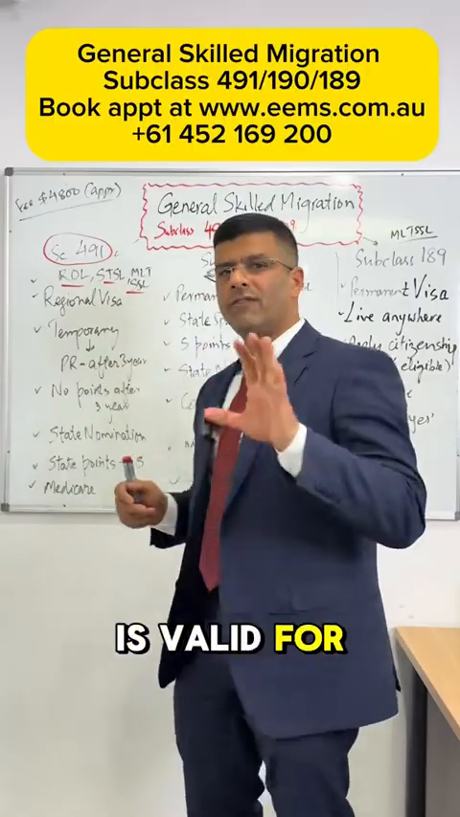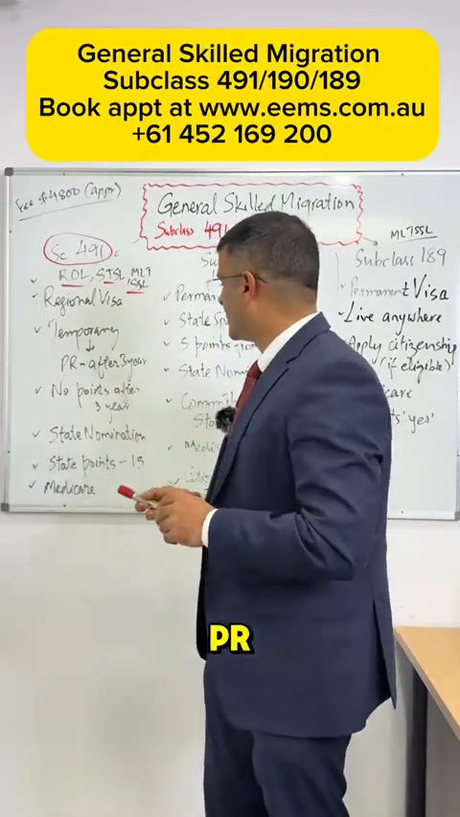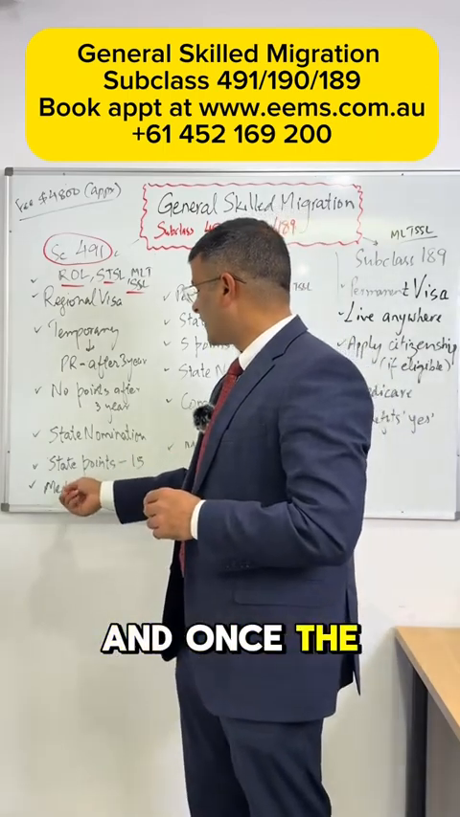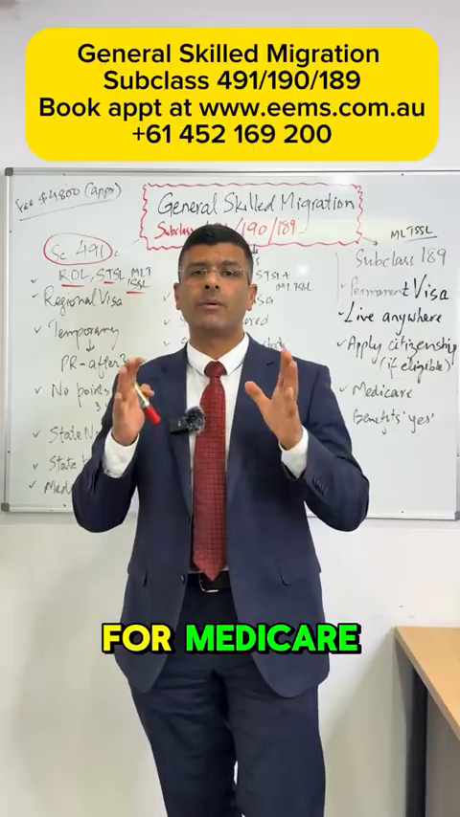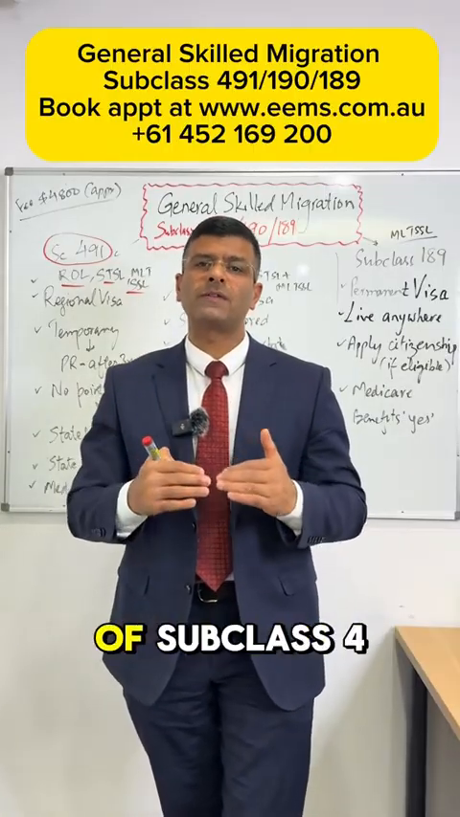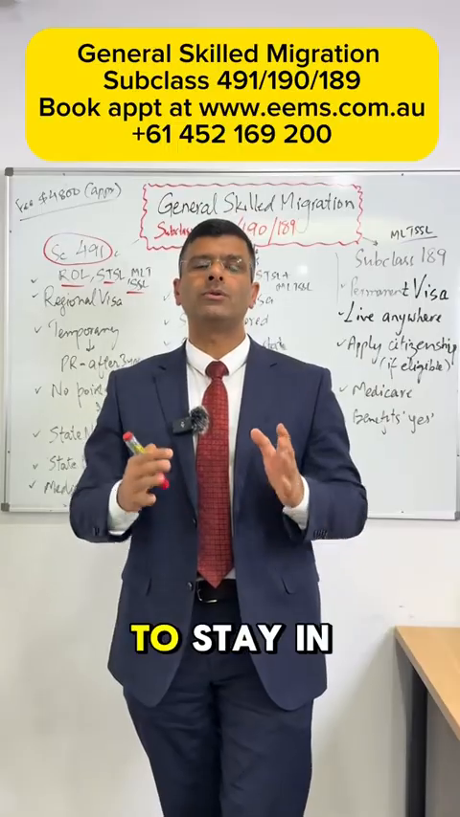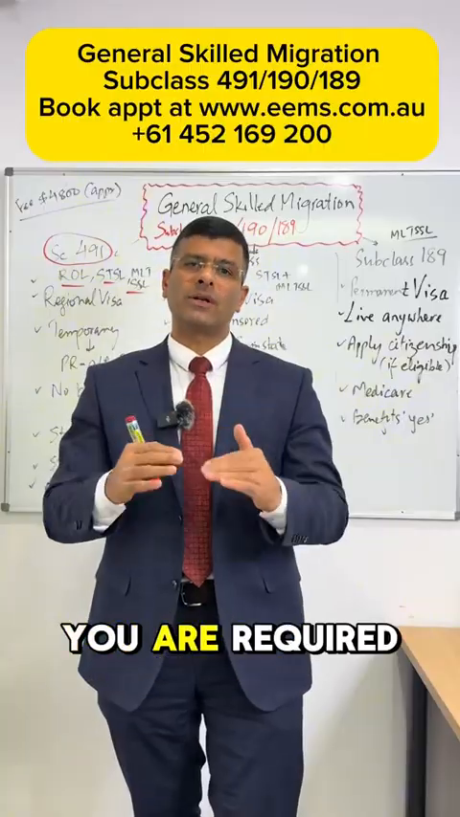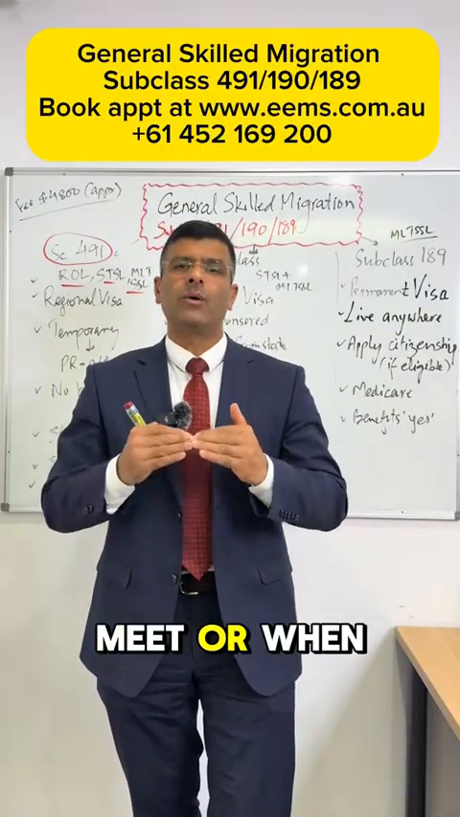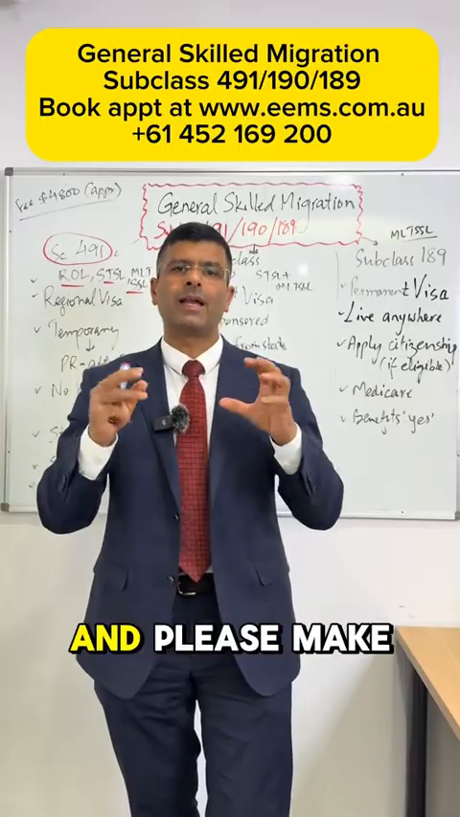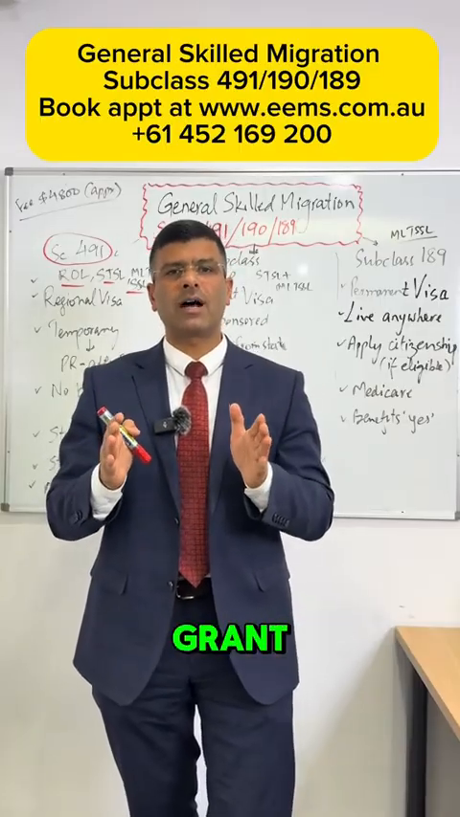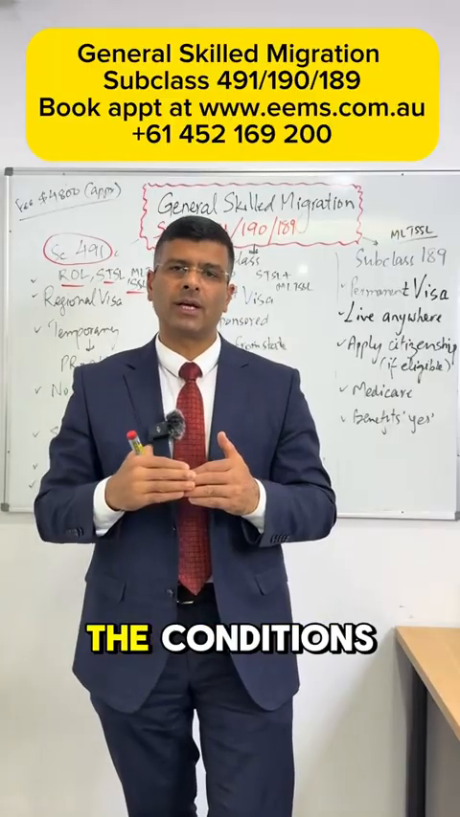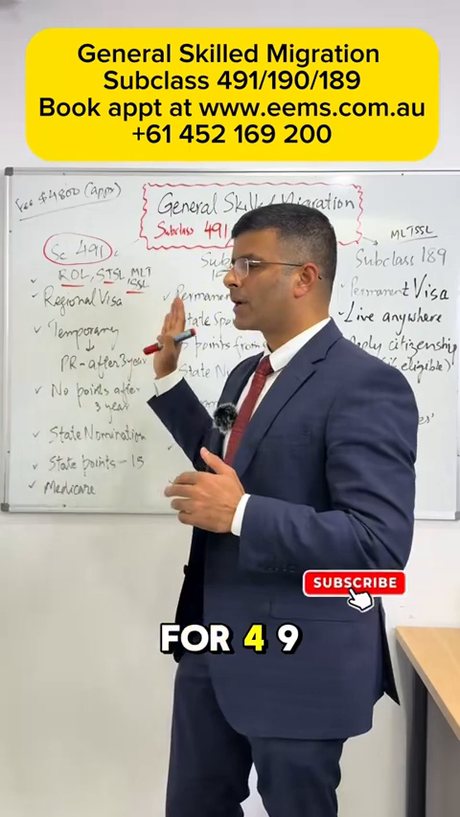Now this visa is valid for 5 years. After 3 years you can apply for PR. You need state nomination, as I mentioned earlier, and once the visa is granted, you're also eligible for Medicare. Now, when you are a holder of a subclass 491 visa, you are required to stay in the regional area, and there are certain conditions that you are required to meet when you apply for permanent residency in future. And please make sure, if you've got a 491 visa grant, that you read your visa grant letter carefully and read all the conditions. So that was for the 491 visa.